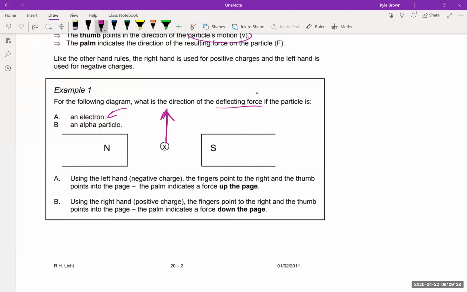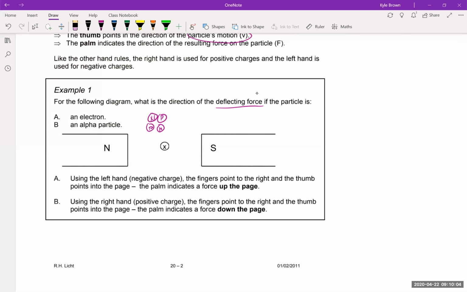Now, next one. B says an alpha particle. We're going to talk a lot more about alpha particles later, but might as well do it now. An alpha particle is actually a helium nucleus. So what I mean by that is, if we had 2 neutrons and 2 protons, that's actually what helium is. It has 2 protons, like a charge of 2. And typically it also has 2 electrons orbiting around the outside, for a stable helium atom.